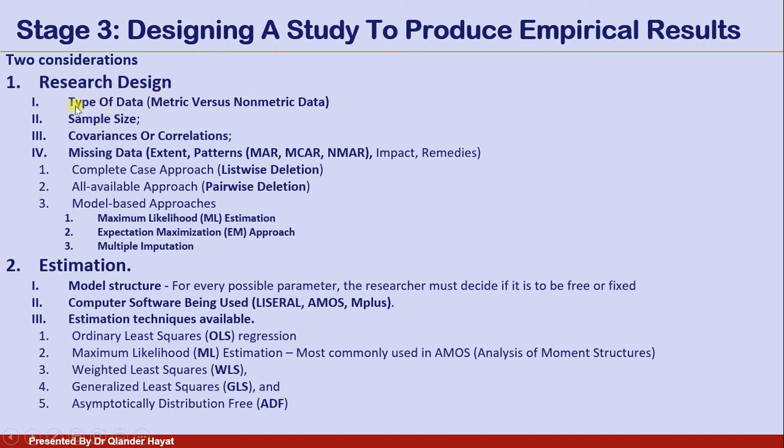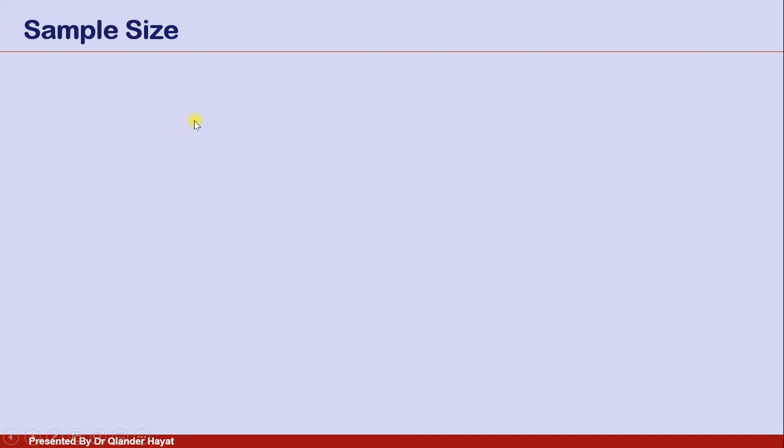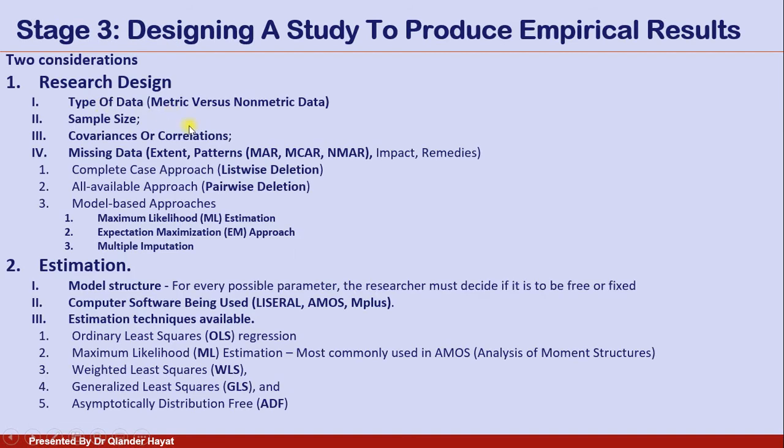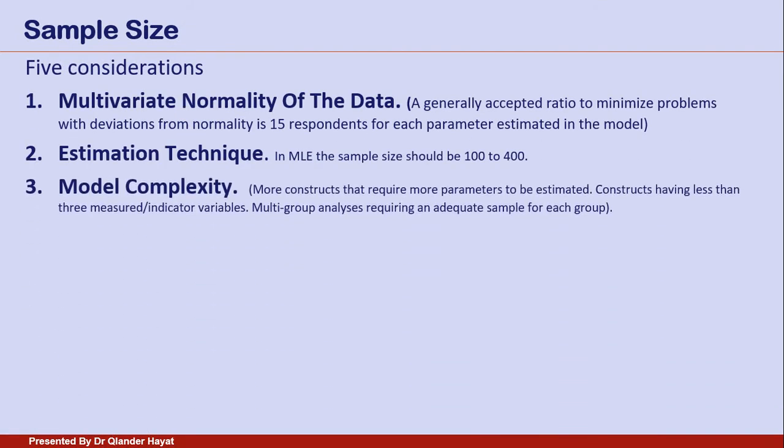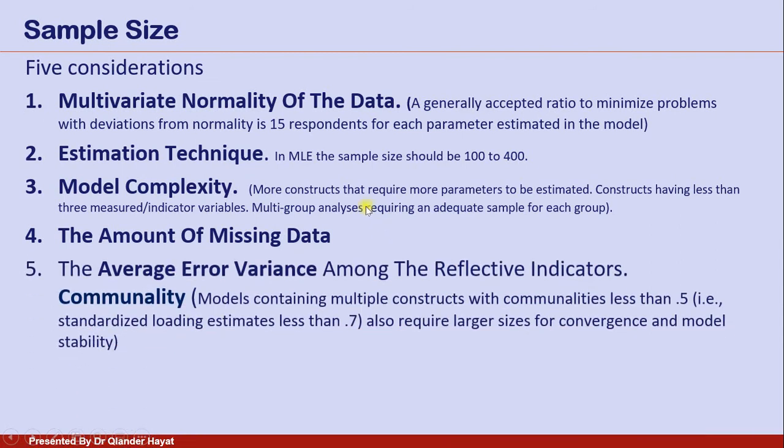In research design, first of all, we see the data. Our data is basically metric data. Now comes to the sample size. How much sample size is required for SEM? This is a very difficult question to answer, and when we talk about the sample size, it's dependent upon these 4 to 5 things. First of all, your sample size is based on your multivariate normality of the data and generally accepted ratio to minimize problems with deviation.